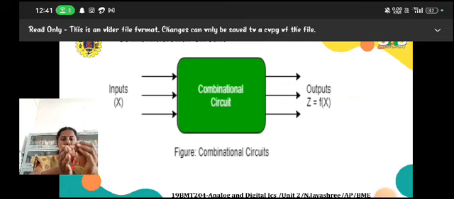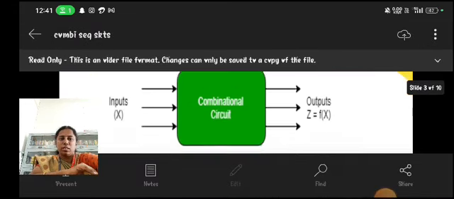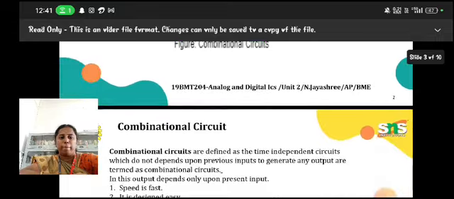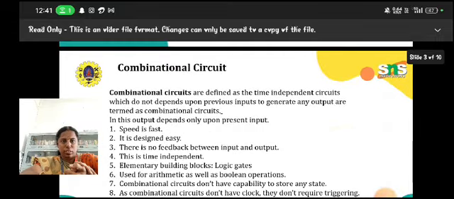For example, we give the instant input to an AND gate, OR gate, XOR gate or NOT gate. At that instant it performs the combinational logic and gives the instant output based on the inputs. This is the block diagram of combinational logic circuits. It has an input X, which is given to the combinational logic circuit. After this, the output is given by Z equals f of X.